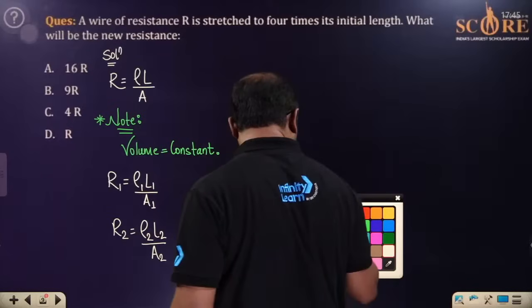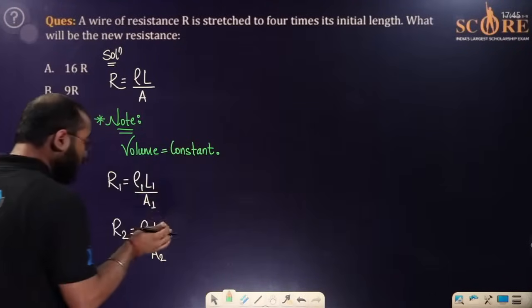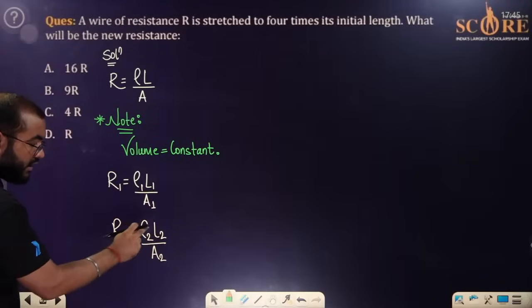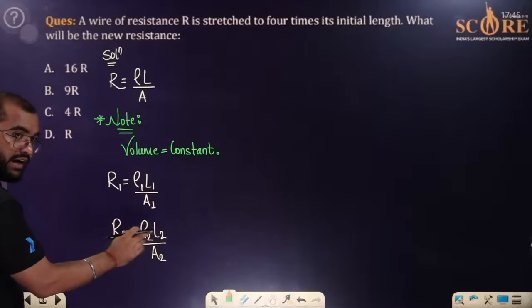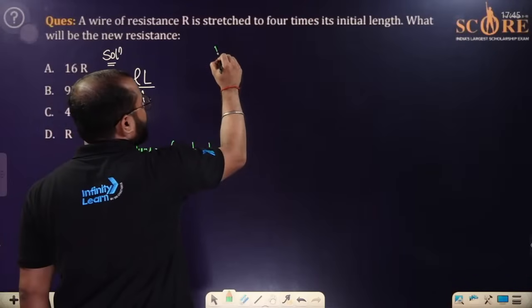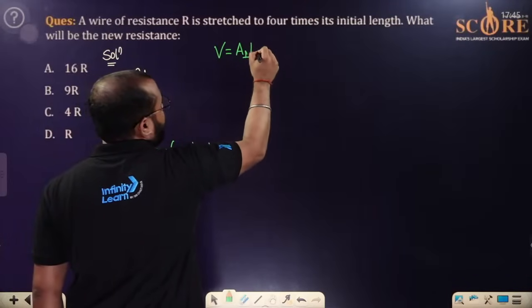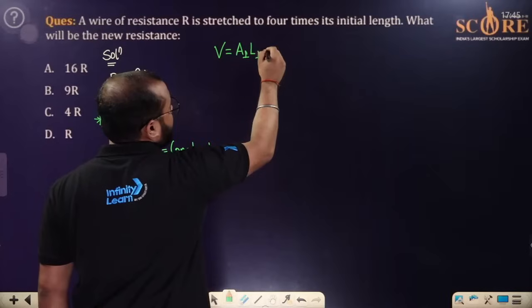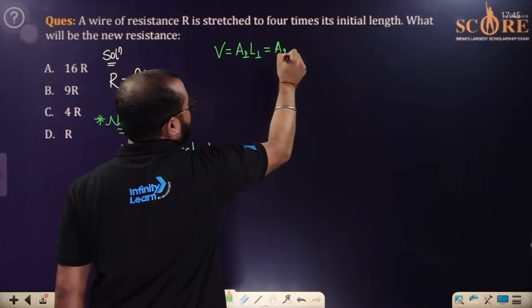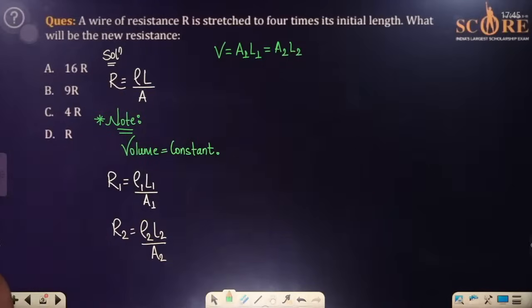Now as the volume is constant in that particular case, whatever change happens, it happens in length 2, because it is being changed 4 times. Since the volume should be constant, the cross sectional area 1 multiplied by length 1 will be equal to cross sectional area 2 multiplied by L2. It should be equal because we have to maintain the volume, which should be constant.